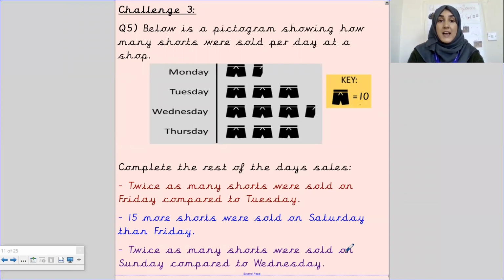Okay, challenge 3. Below is a pictogram showing how many shorts were sold per day at a shop. So we've got Monday, Tuesday, Wednesday, Thursday. Now Friday, Saturday, and Sunday are missing. The key is 1 pair of shorts equals 10. It says complete the rest of the day's sales. So for Friday, twice as many shorts were sold on Friday compared to Tuesday. So find out how many shorts were sold on Tuesday and double it. And then the same for Saturday and Sunday.